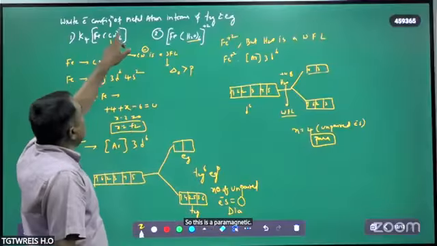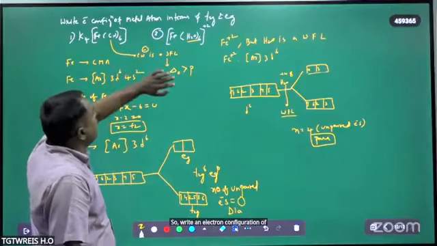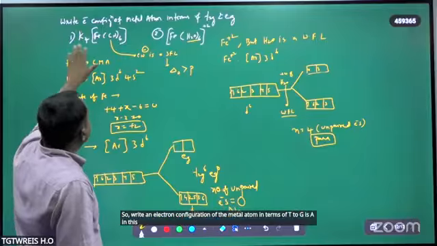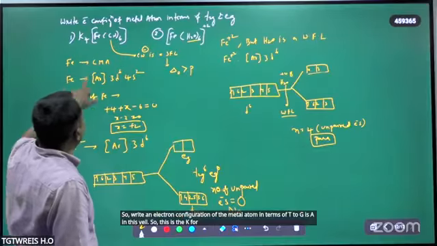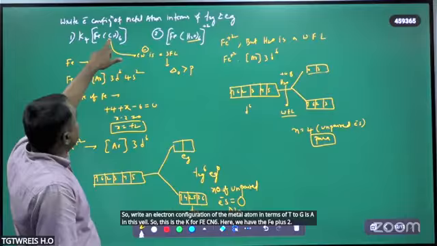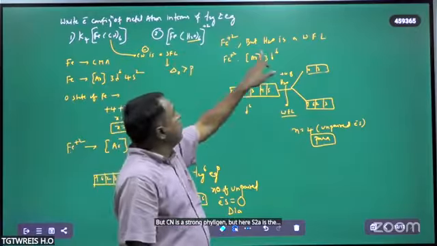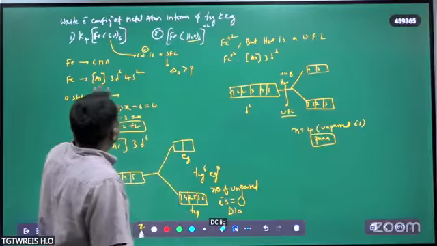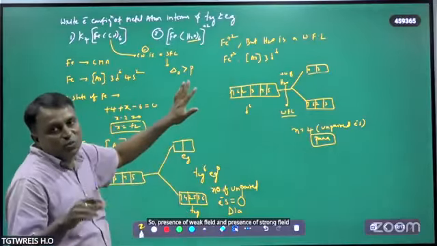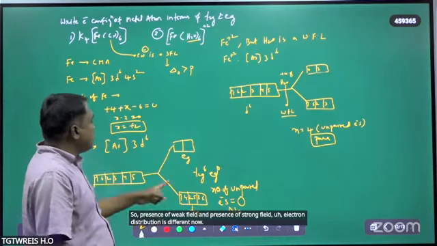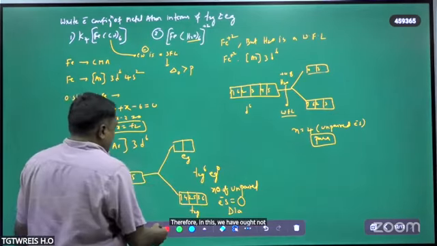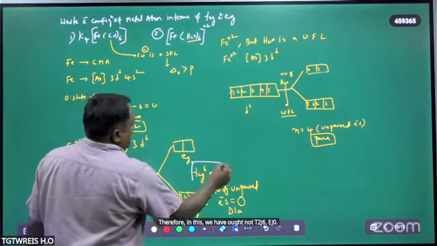So write the electron configuration of the metal atom in terms of t2g and eg in this manner. So this is K4[Fe(CN)6]. Here we have Fe2+, but CN is a strong field ligand, whereas H2O is a weak field ligand. So in the presence of weak and strong field, the electron distribution is different. Therefore, in this we have t2g6 eg0.